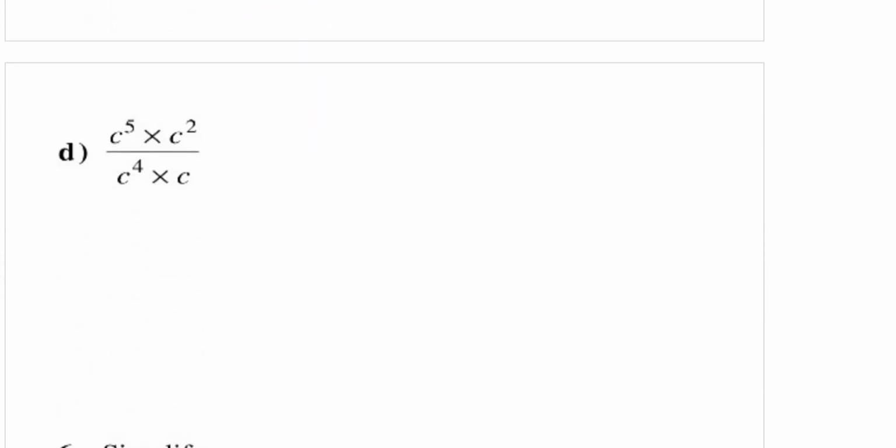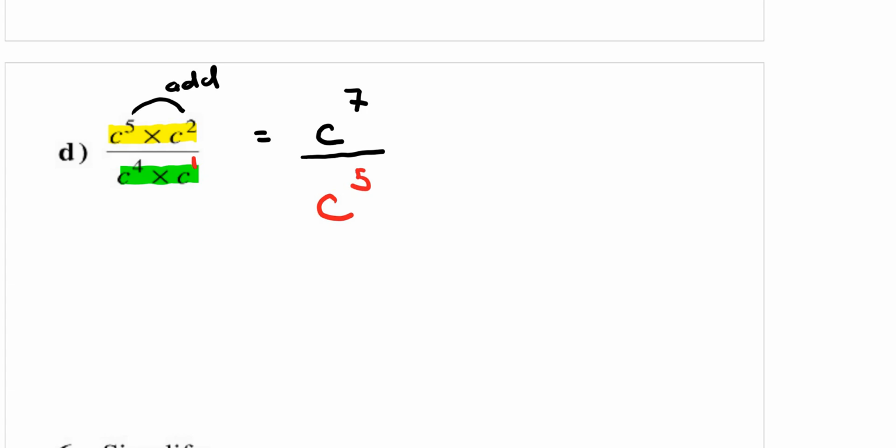For letter D, there's a few ways you can do it, but let's just go ahead and tackle the numerator first. Since we're multiplying and the bases are the same, we just add the powers. So 5 plus 2 is 7. And then on the bottom we do the same. There's an invisible 1 there. So the bases are the same, we just add the powers. So 4 plus 1 is 5. And now this is a combo question because now we're dividing. And if we're dividing, we subtract the powers. So 7 minus 5 is going to be 2. All right, so see the power 2 there.